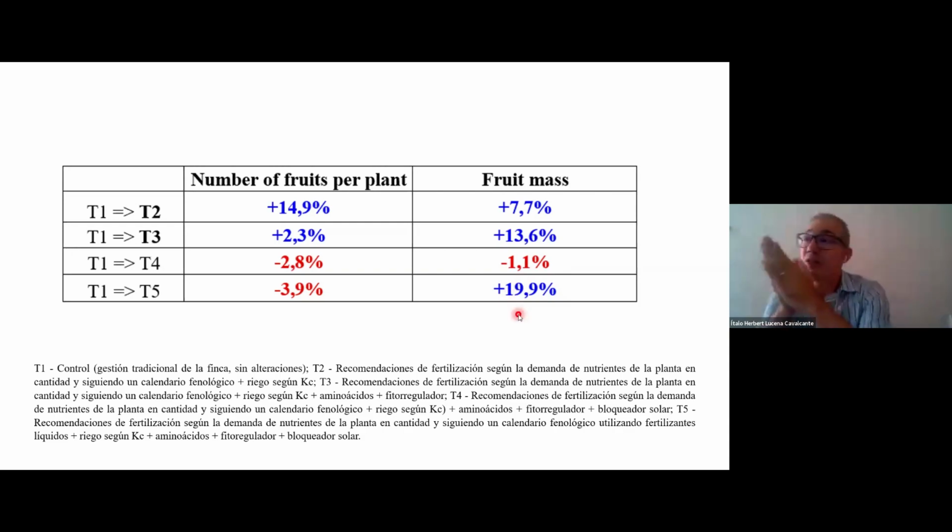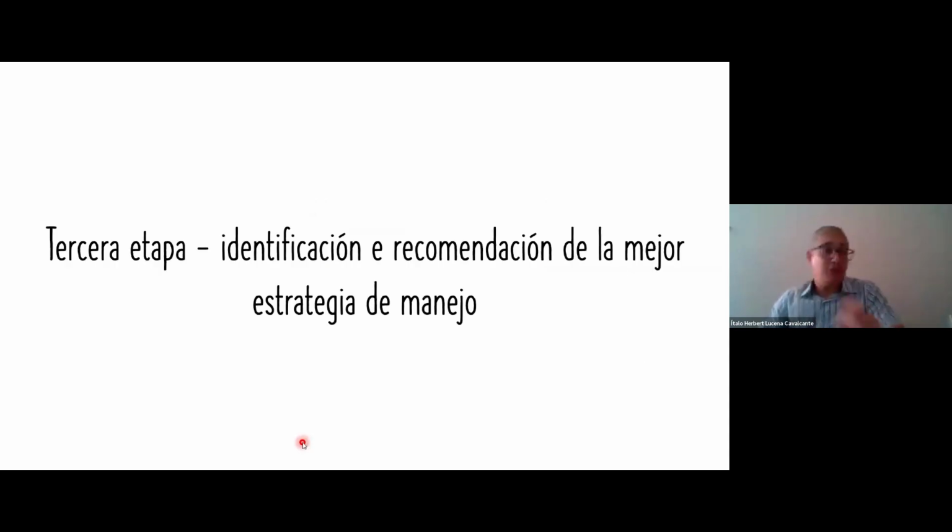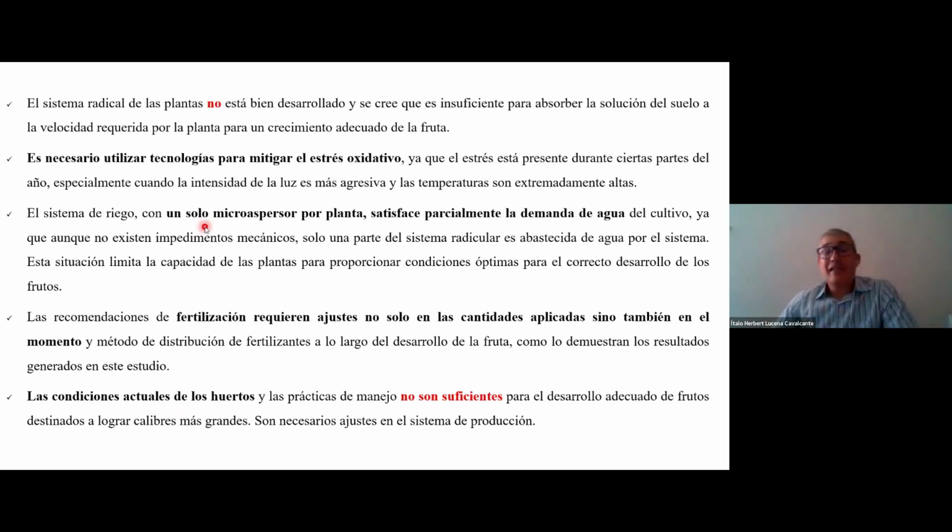So I think this was a very interesting result for Ataulfo, and it's a treatment in which we used liquid fertilizers, better distribution, and as you can see here, we had a different irrigation with KC, amino acids, phytoregulators, and the sunscreen, focusing on fruit size, and it worked for one variety, but not so much for the other one. So Ataulfo responded to the treatments in a different way than Tommy did.